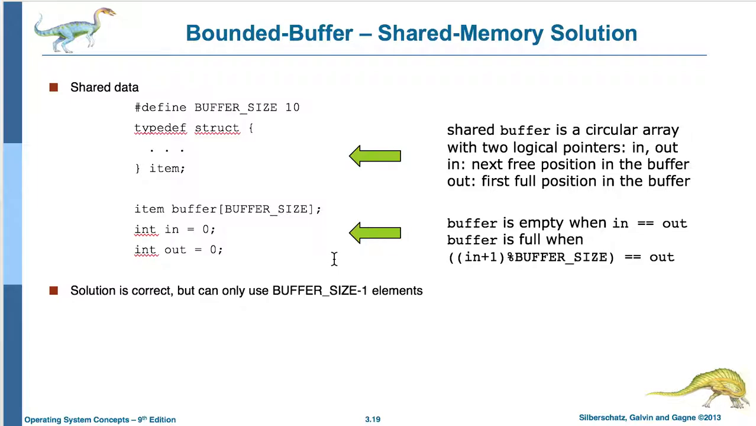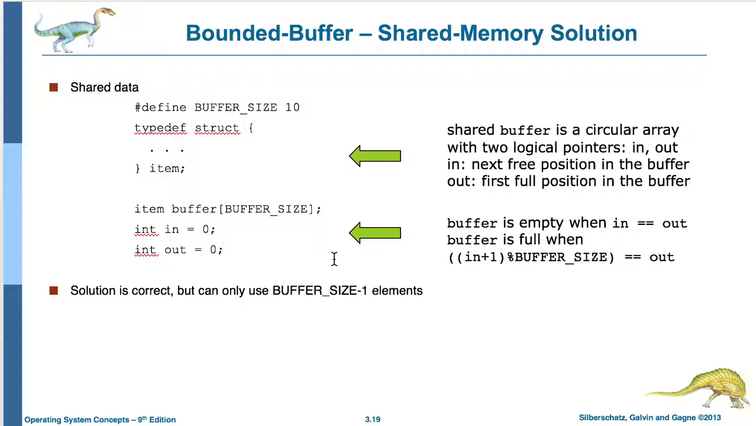So here is a layout which is illustrating a shared buffer, which is a circular array with two logical pointers, in and out, where in points to the next free position in the buffer, and out points to the first full position in the buffer. And bear in mind one more time that it's a circular array, so if you can visualize that also, it is definitely a relevant paradigm in a bounded buffer in this particular scenario.